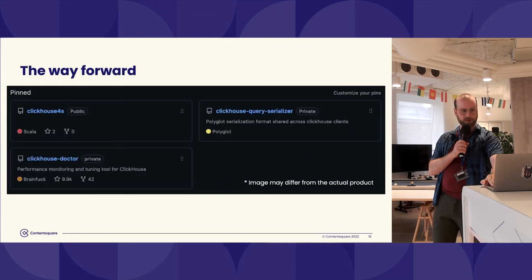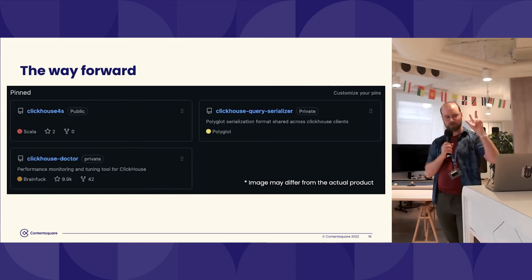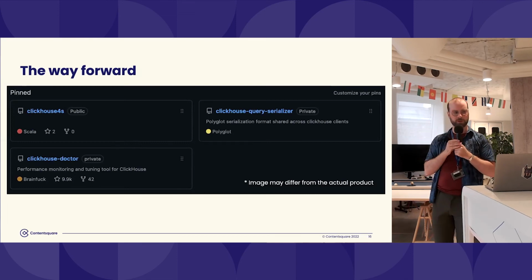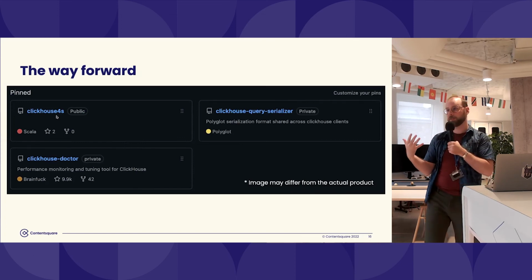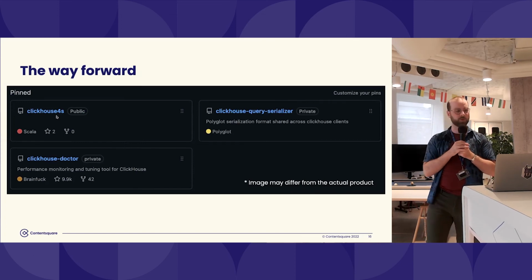So I'm going to talk very quickly about 3 things. It's just ideas, very important. We started nothing on those. But these are things that we could do for the future. The first one, very easy. We take ClickHouse 4S and we open source it. That would be one of the things that we can do.